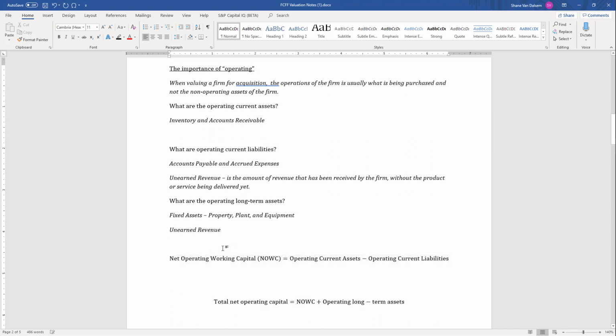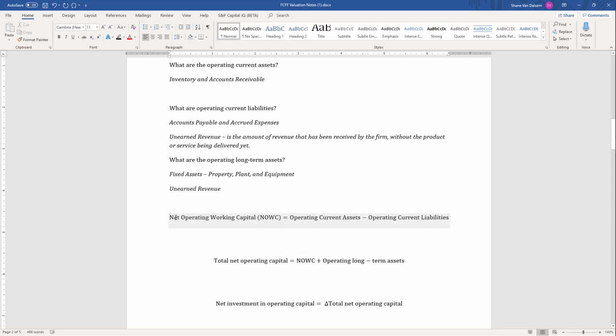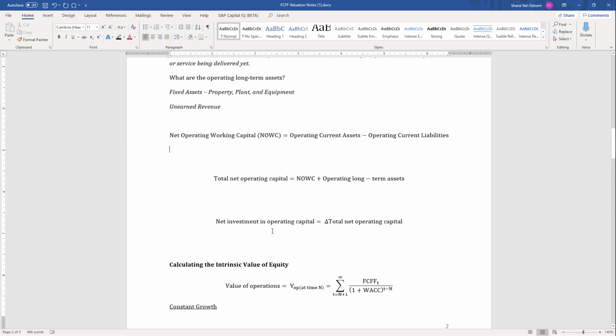So the net operating working capital is equal to the operating current assets minus the operating current liabilities. So that net is operating current assets less the operating current liabilities. That's where the word net comes from. And then we have operating working capital, indicates that these are current assets and current liabilities. Total net operating capital is that net operating working capital, plus the operating long-term assets. So that's not long minus term, it's just a dash there. Net investment in operating capital is the change, the delta, of the total net operating capital from one year to the next.